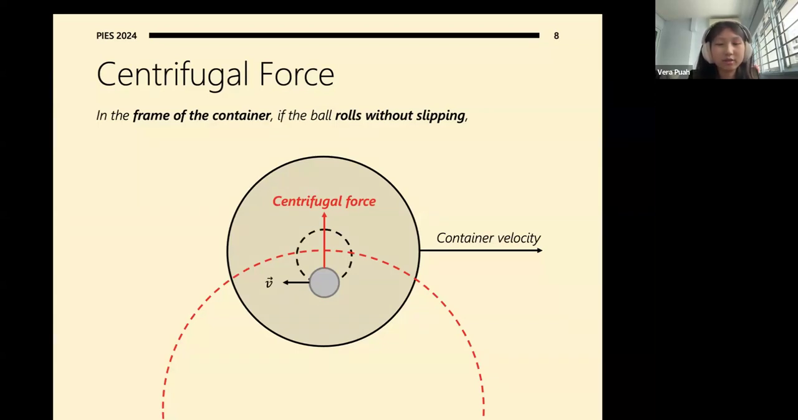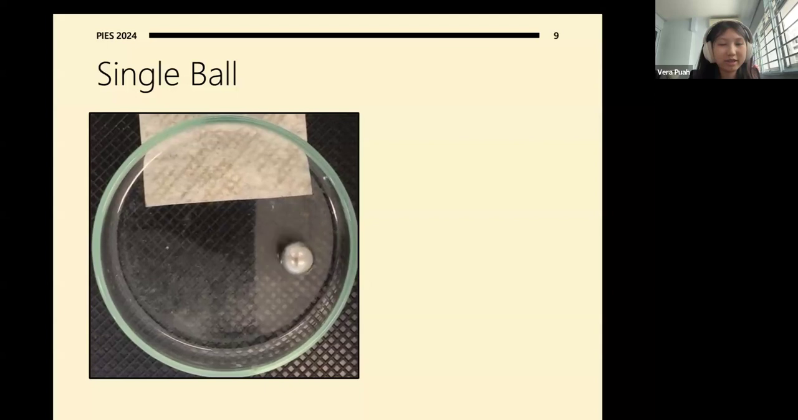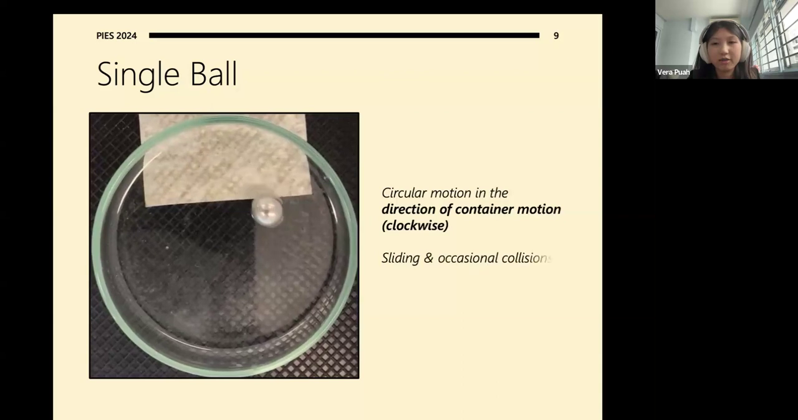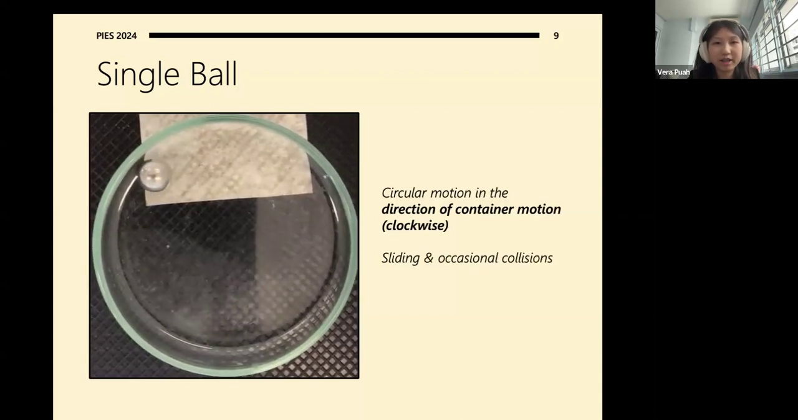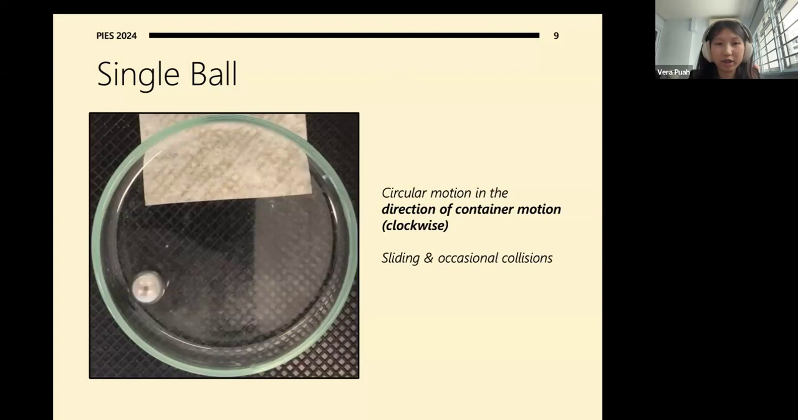The centrifugal force is going to drive the ball in a circle, because the direction of the centrifugal force keeps changing with the container's motion, and the ball is just going to be pushed around the container. If we look at an actual video of this happening, we see some sort of gyrating motion where the ball moves in a somewhat circular motion. However, we see that there's a lot of sliding happening, and it sometimes collides with the wall of the container. This is where we have to take into account whether friction is actually strong enough to maintain the motion of the ball. And if not, how are we going to account for these collisions?